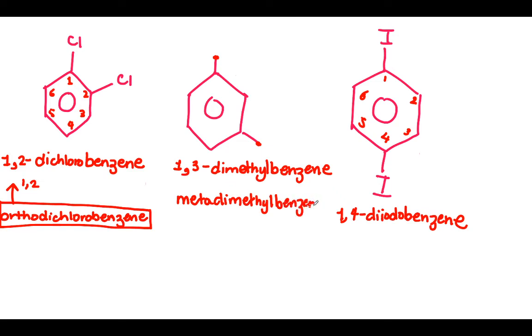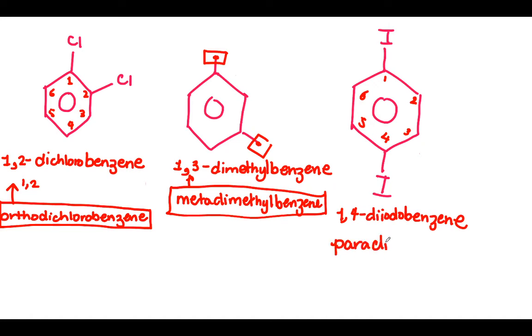So meta dimethylbenzene would be this one. Again, meta position is 1 and 3, and it always has to be the same side group at those 2 positions. And same thing here, it has to be the same positions at 1 and 4. If that's the case, we would call it para. Para-diiodobenzene.